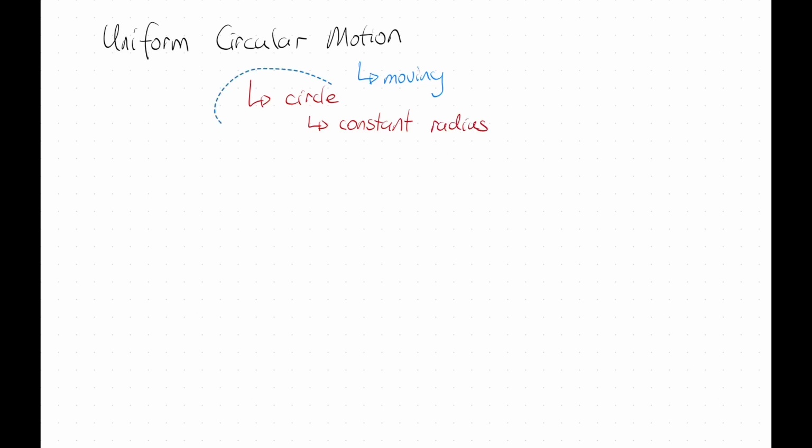Uniform circular motion. Motion, obviously we're looking at something that is moving. Circular, surprisingly, is a circle. What is the key thing about a circle? It has a radius, right? So it has a constant radius. What do we mean, though, by uniform?